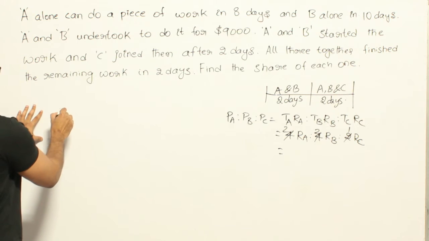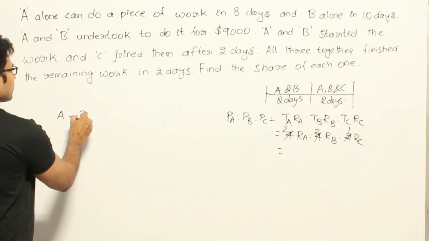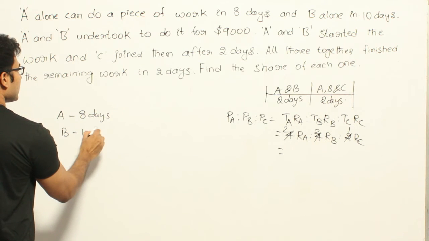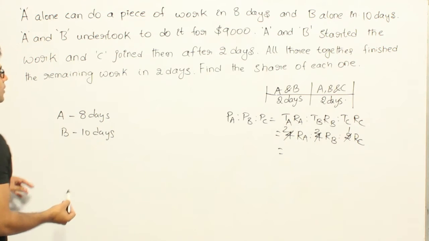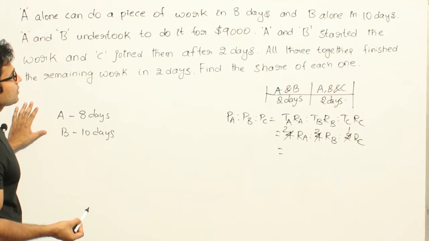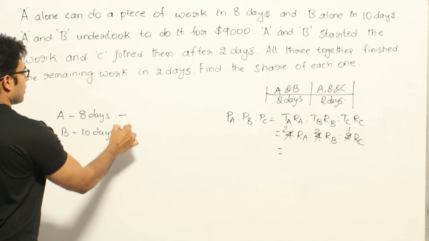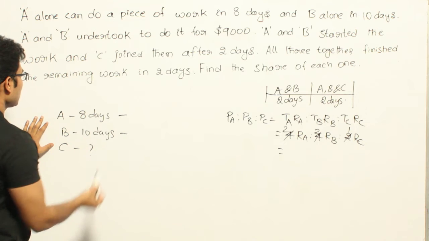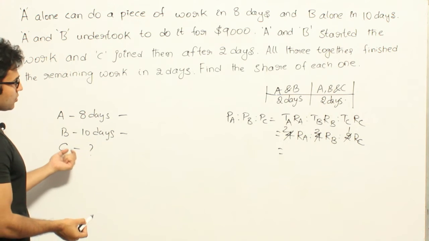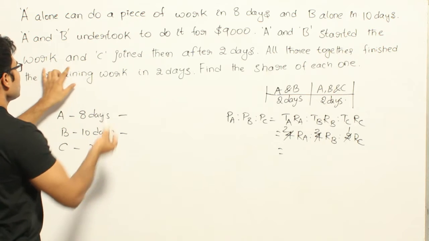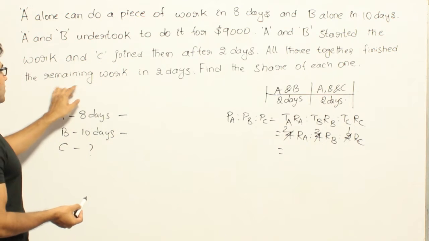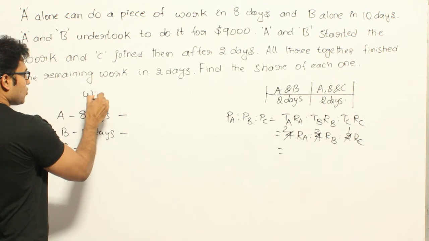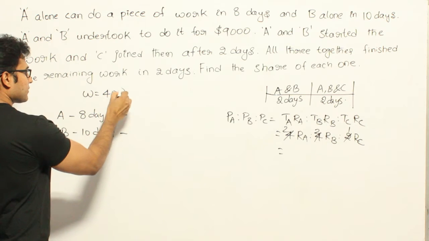Now they are saying that A has done the piece of work in 8 days and B did it in 10 days. Okay, and then they are saying that A, B and C are able to finish the remaining work. A and B started the work and C joined after 2 days and all of them have finished the remaining work. C we don't know that, so we have to think about it later. Let us assume that the total work done here is 40 units.